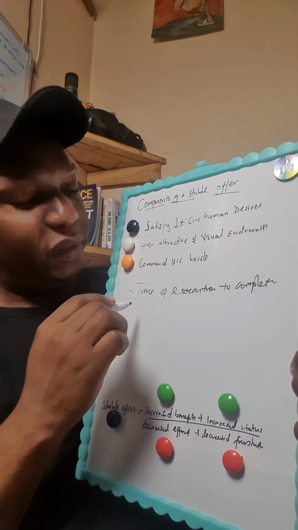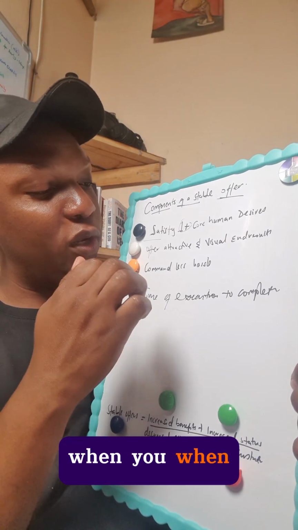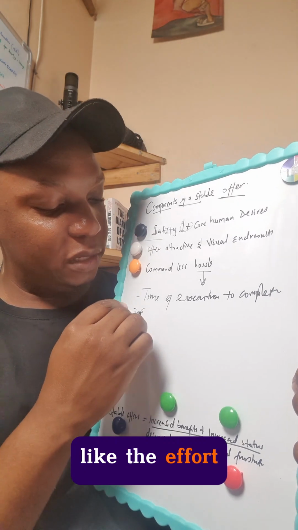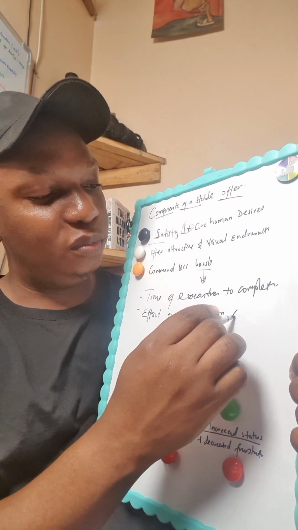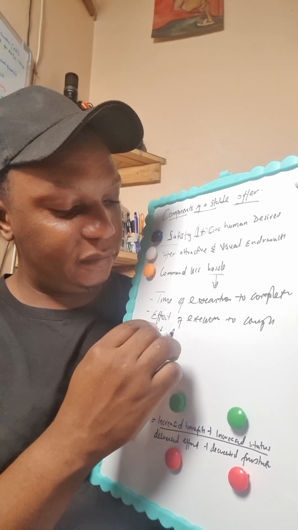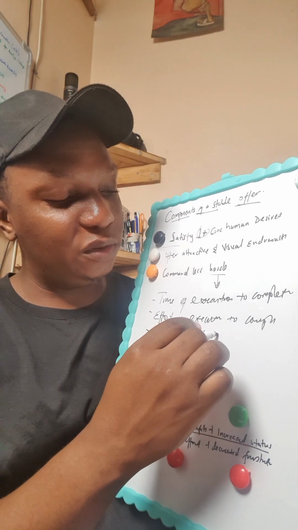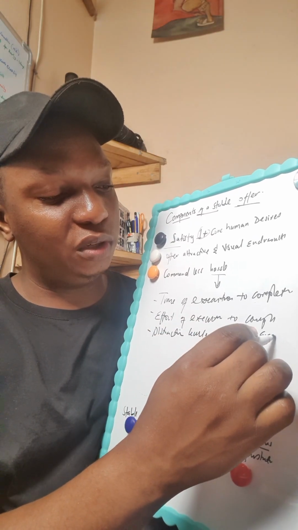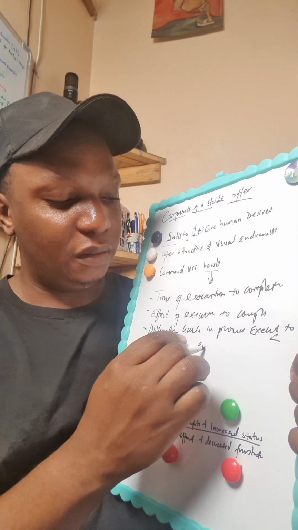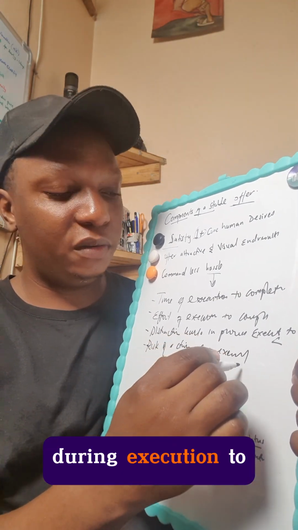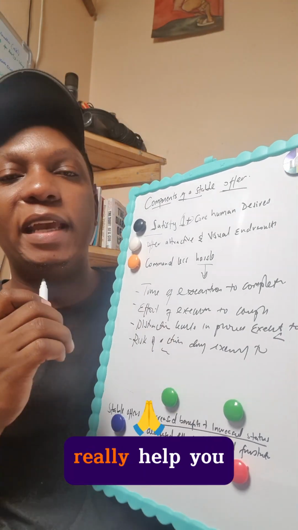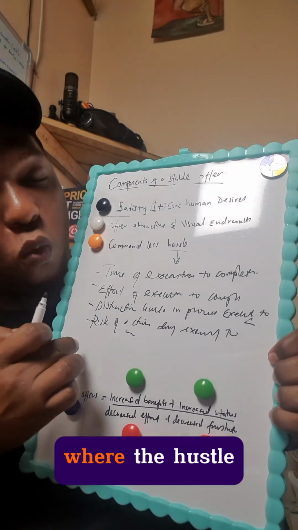Or this could be one. Then the other one, when you look at hassle, is the effort of execution to completion. It could be distraction levels in the process of execution to completion. It could also mean the risk of action during execution to completion. So any of these could really help you gauge where the hassle is.